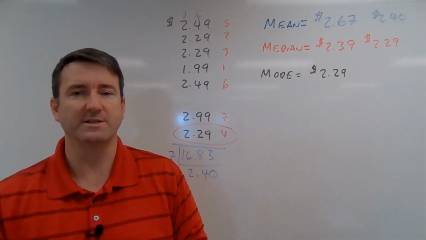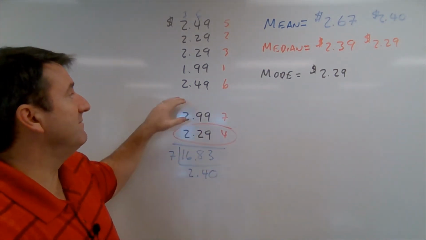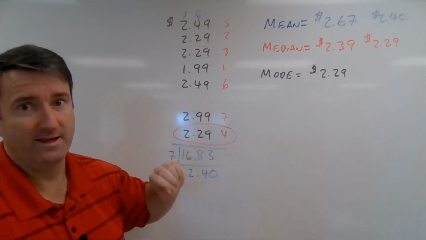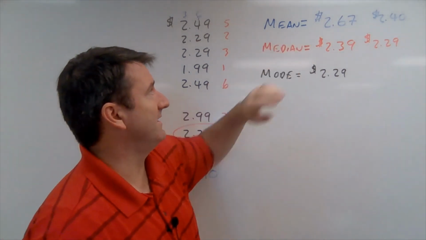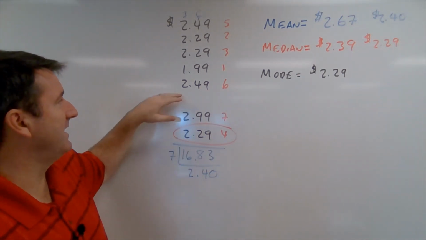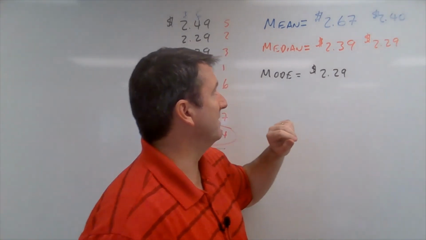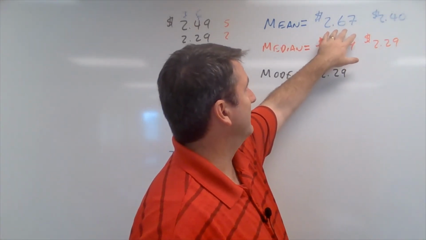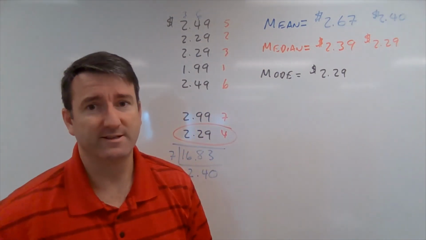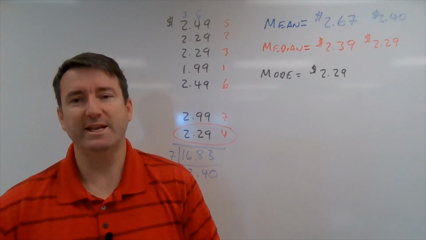Now notice that median would have dropped from 239 to 229 no matter how large this largest value was. By removing the largest value, we dropped that median down. But it didn't matter how big that largest value was. The mean, on the other hand, because that largest value was much larger, the mean dropped quite a bit more than our median. The mean dropped 27 cents from 267 down to 240. So that's mean, median, and mode.